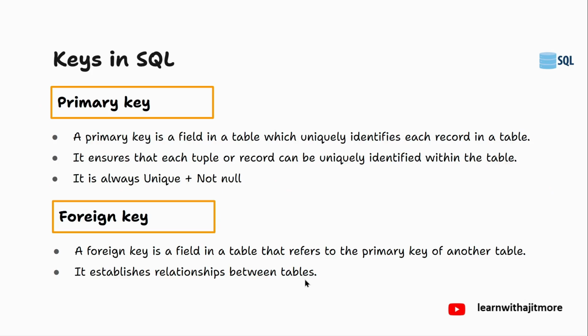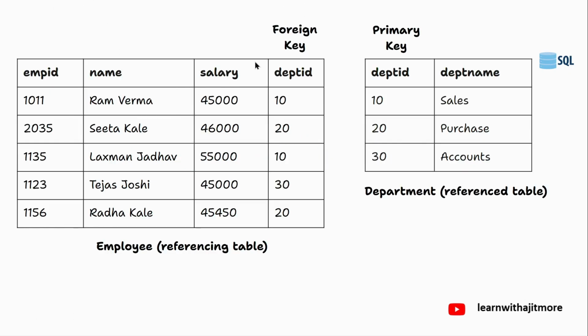I'll take an example. These two things yesterday we didn't do. Yesterday we just went through all the constraints, I guess. Now, as an example, I'm showing. See, guys, here we have a department table with department ID and department name. Department ID is the primary key of the department table. And then we have another table called the employee table.